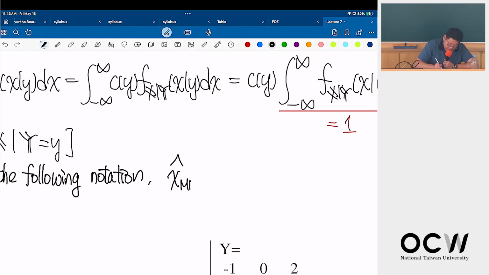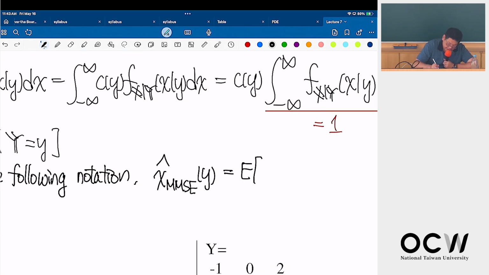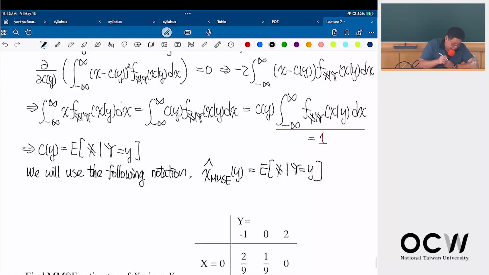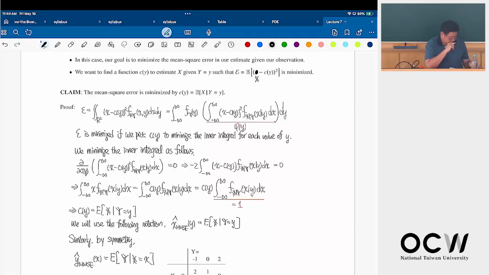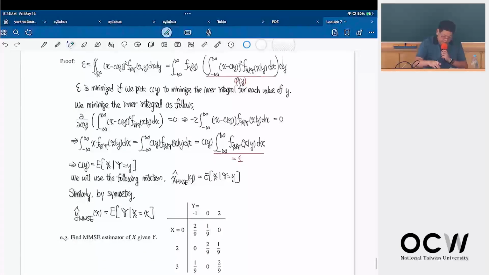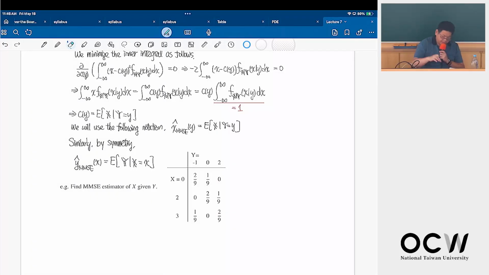The minimum mean square error estimator of X is just the conditional expectation of X given Y. And similarly, by symmetry, we can also have the minimum mean square error estimator of Y, which is the expectation of Y given X.